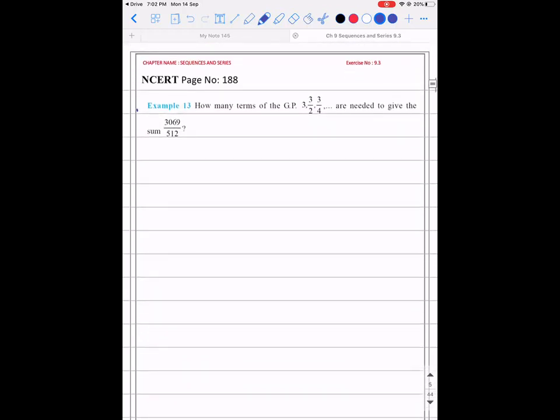Now, the next one is, how many terms of the GP 3 by 2, 3 by 4, and so on, are needed to give the sum as 3069 divided by 512. So given, A is 3, R is half. Sn will be equal to A into R power n minus 1 divided by R minus 1.